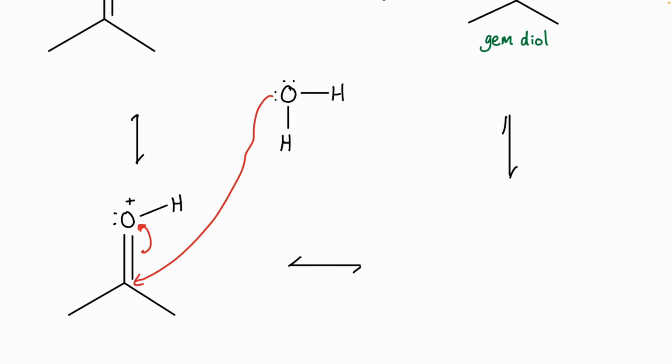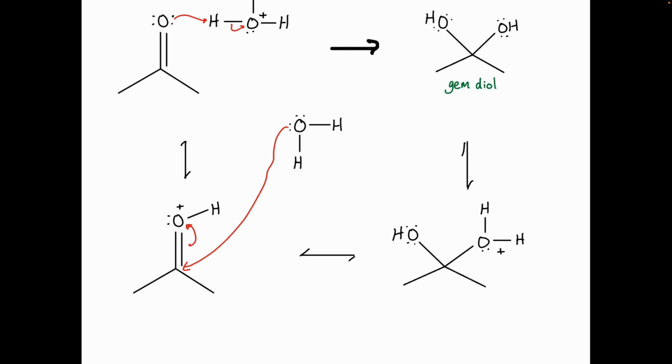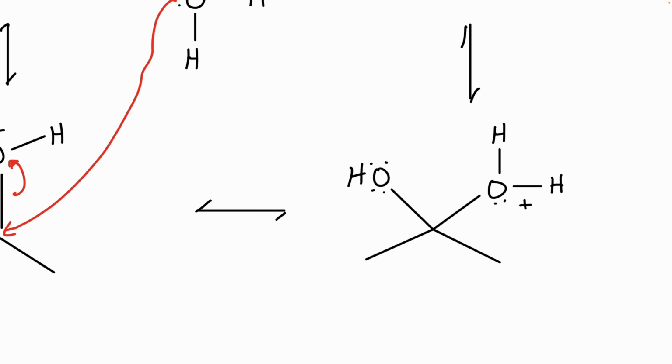All right, then we have one more step to go here, because since water joined, now that oxygen has 3 bonds and 1 lone pair. So we're almost there, but not quite. We need to deprotonate this oxygen here. All right, and so we need a base. We can't use our strong base, so what are we going to use? Water.